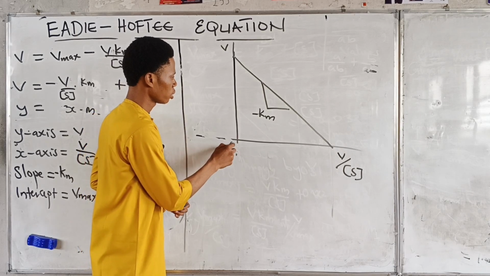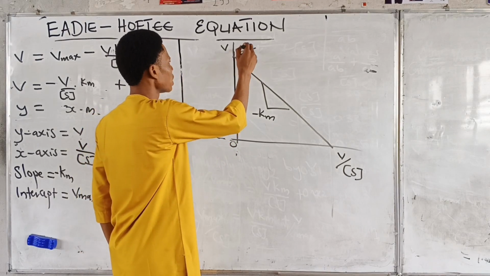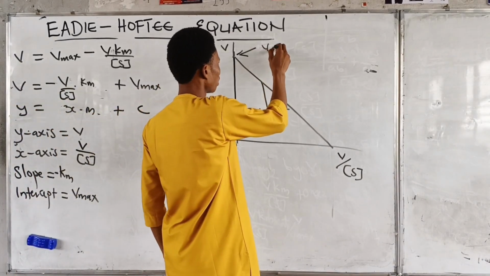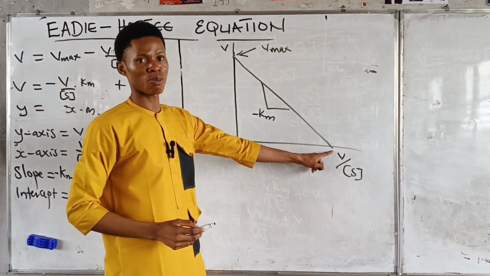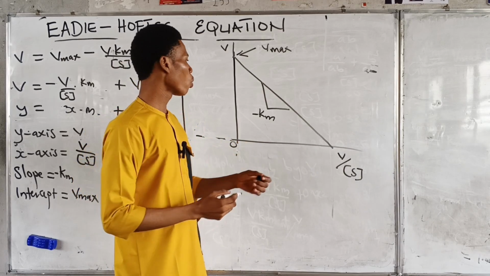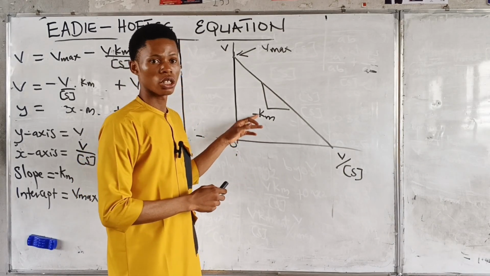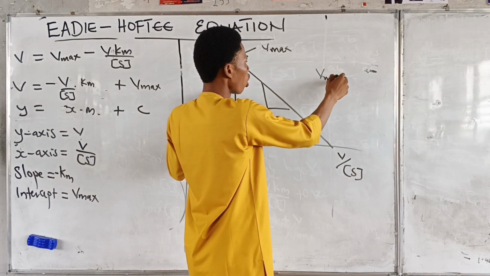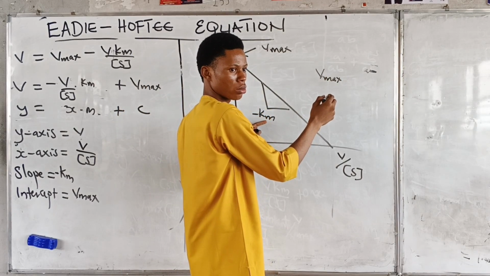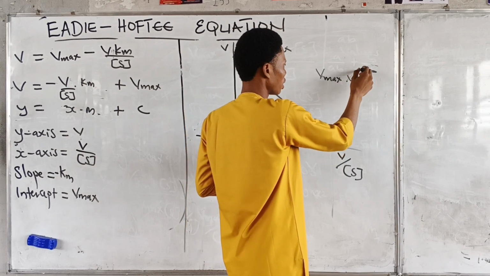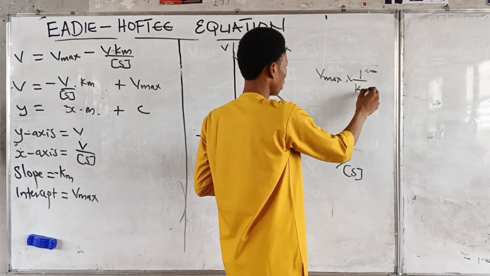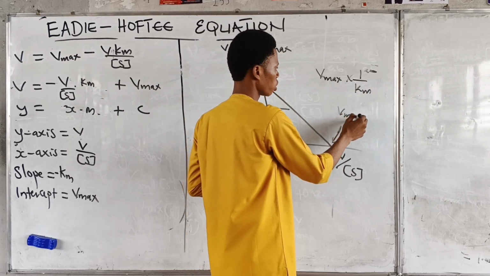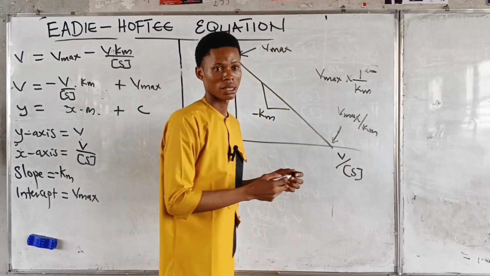Now, let me ask, what is the intercept on the y-axis? The intercept on the y-axis is Vmax, right? Now, how do we get the intercept on the x-axis? Remember what we used to do? You keep the intercept constant, right? Vmax. And what do you do to this? You invert it, right? So times 1 over. So here will be what? Vmax over what? Over Km, right?